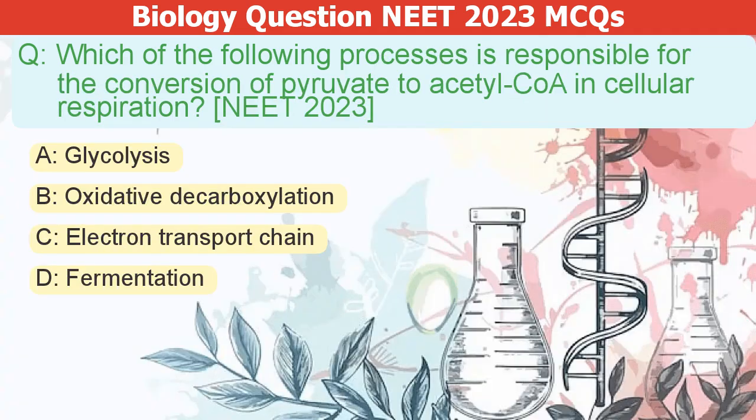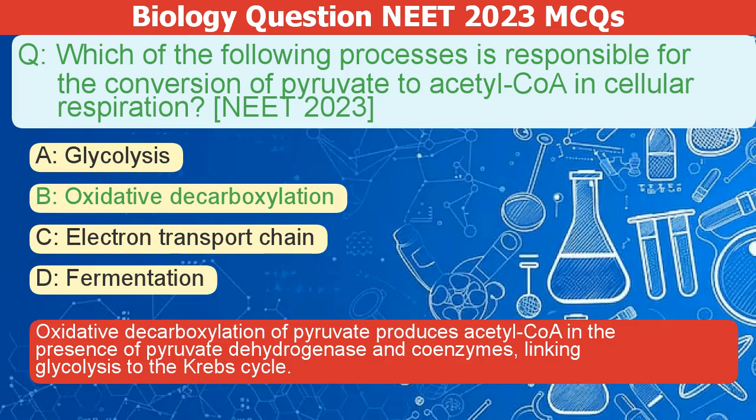Which of the following processes is responsible for the conversion of pyruvate to acetyl-CoA in cellular respiration? NEET 2023. A. Glycolysis. B. Oxidative decarboxylation. C. Electron transport chain. D. Fermentation. The correct answer is B. Oxidative decarboxylation of pyruvate produces acetyl-CoA in the presence of pyruvate dehydrogenase and coenzymes, linking glycolysis to the Krebs cycle.